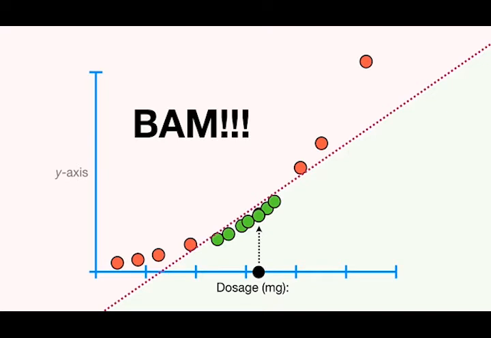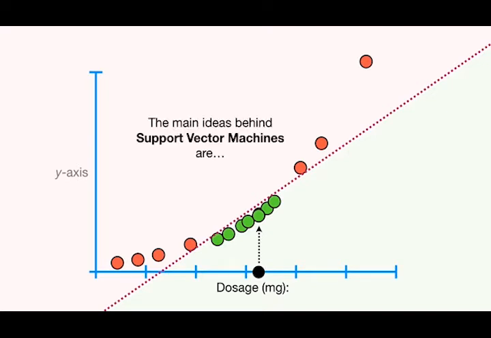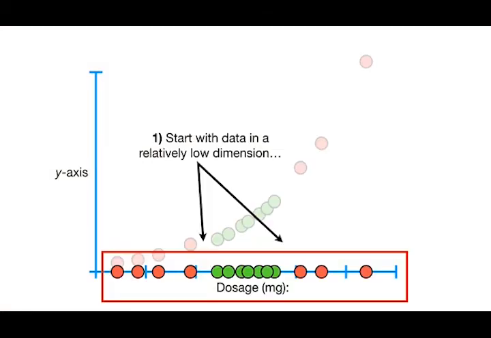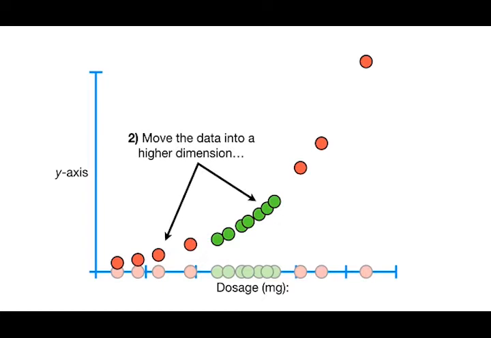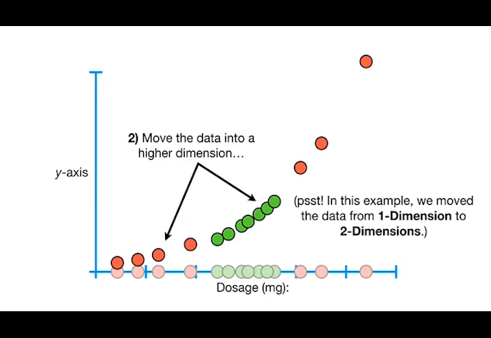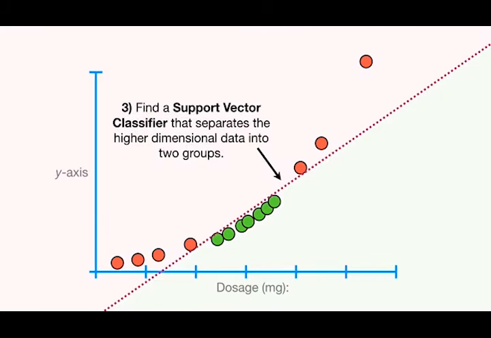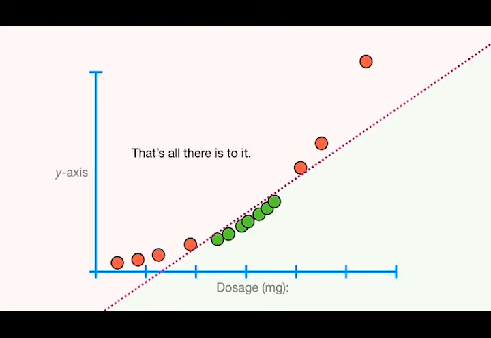Bam! The main ideas behind support vector machines are 1. Start with data in a relatively low dimension. In this example, the data started in one dimension. 2. Move the data into a higher dimension. In this example, we move the data from one dimension to two dimensions. 3. Find a support vector classifier that separates the higher dimensional data into two groups. That's all there is to it.